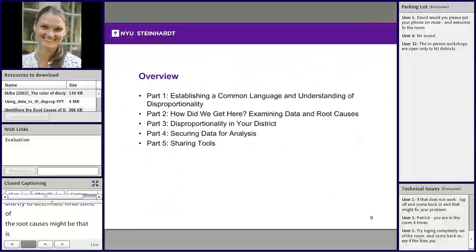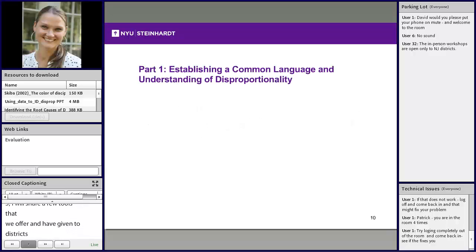I'm not sure why it's jumping around, but back to part 4, we're going to talk about securing, again, the types of data that you need for the analysis to understand disparities in your district. And for part 5, I will share just a few tools that we offer and have given to districts within New York State. So part 1, establishing a common language and understanding of disproportionality.